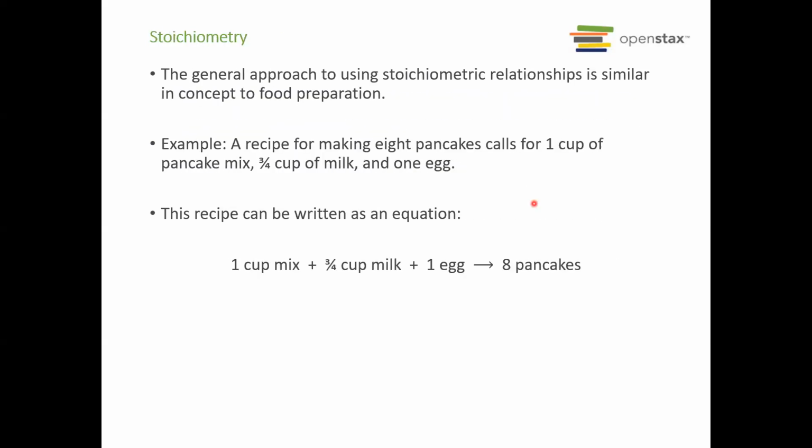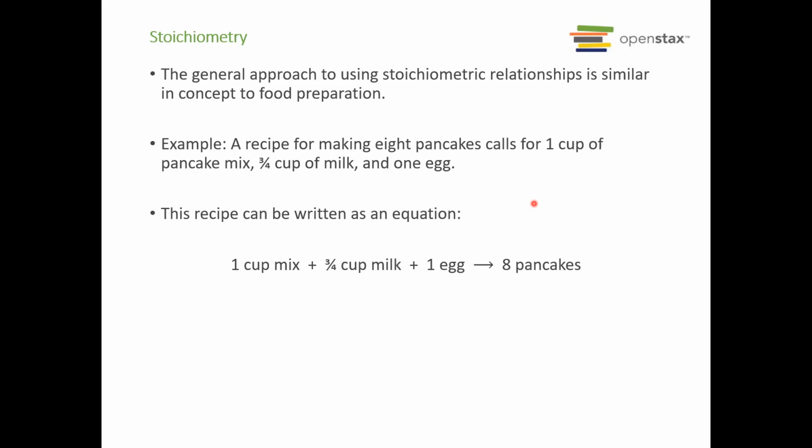And with these coefficients, what they're going to represent is moles, but we can use a slightly less abstract example to think about what this is going to look like. So if we look at a recipe and think of that as a chemical reaction, we can think of the ingredients as the reactants, and then whatever we're making as the product. So in this case, we can think of the pancake as the product, and then the pancake mix, the milk, the egg, as the reactants.